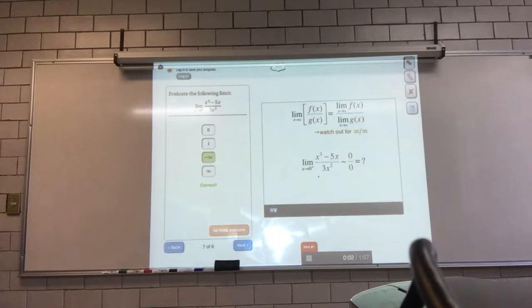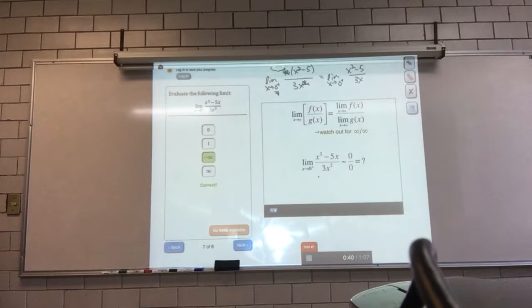Let's start by factoring an x out of the numerator. So we're left with the limit as x approaches 0 plus of x times x squared minus 5 on top divided by 3x squared at bottom. Now we're only concerned with values of x near 0 and a little bit above it, not at 0. So we can divide the top and the bottom by x without changing the value of the limit. This becomes the limit as x approaches 0 plus of x squared minus 5 over 3x.